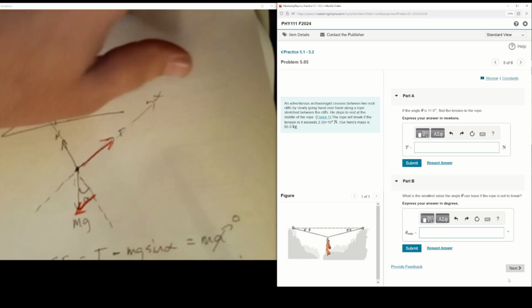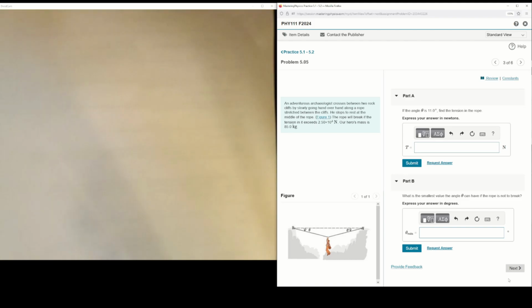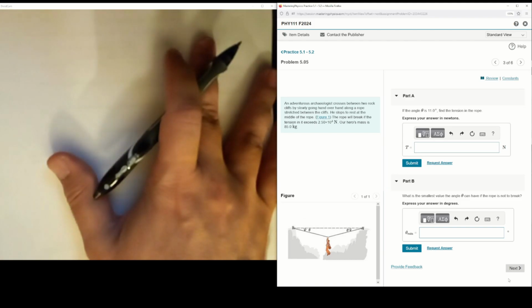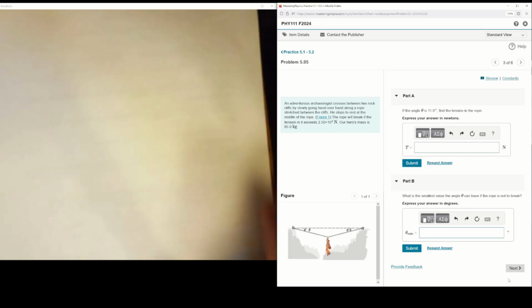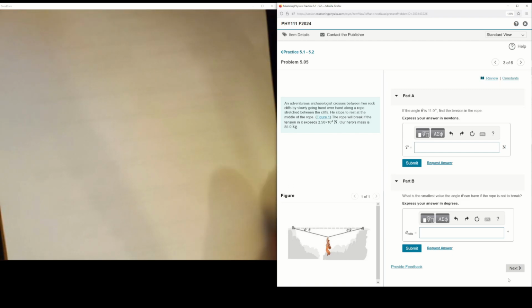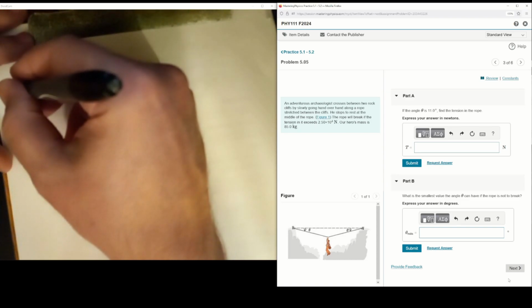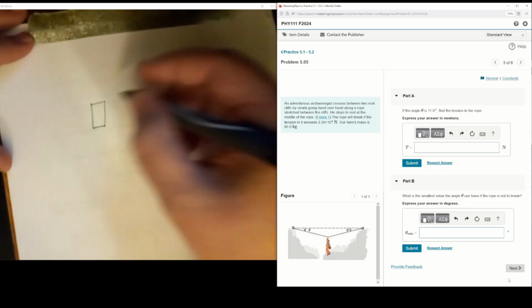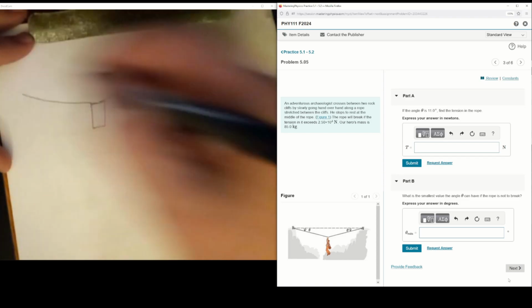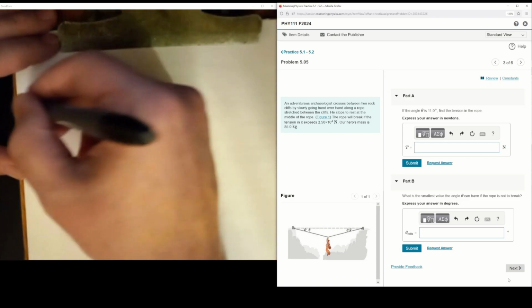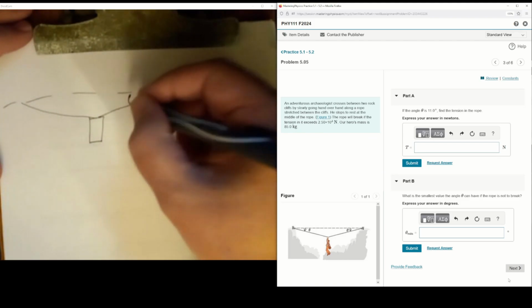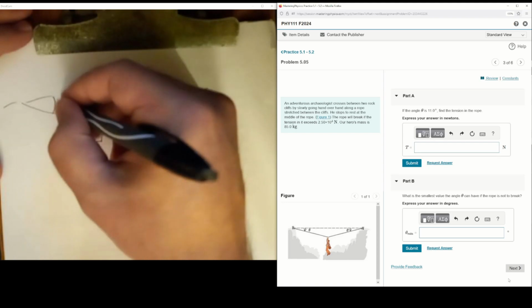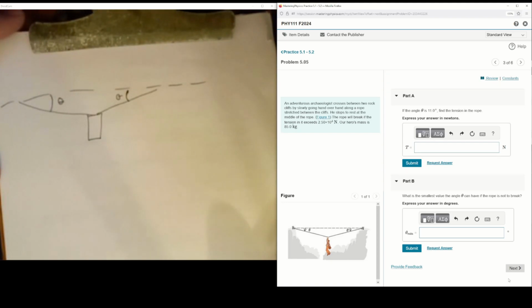So check out the next one. The adventurous archaeologist, who for certain isn't Indiana Jones, even though he's got the hat with the little Indiana Jones bag and everything. We have an angle, and we need to find the tension in the rope. Our dude is hanging here, drawn as a rectangular box because that's easy to draw. They're telling us the angle is this right here, and that these angles are equal, which makes the math a little easier.